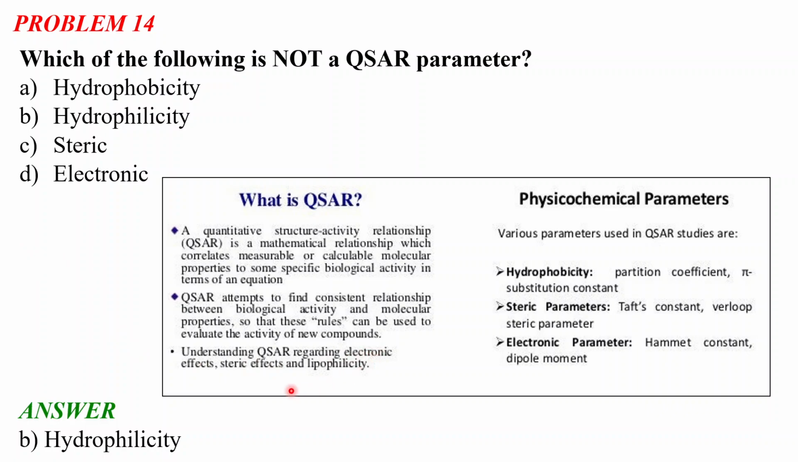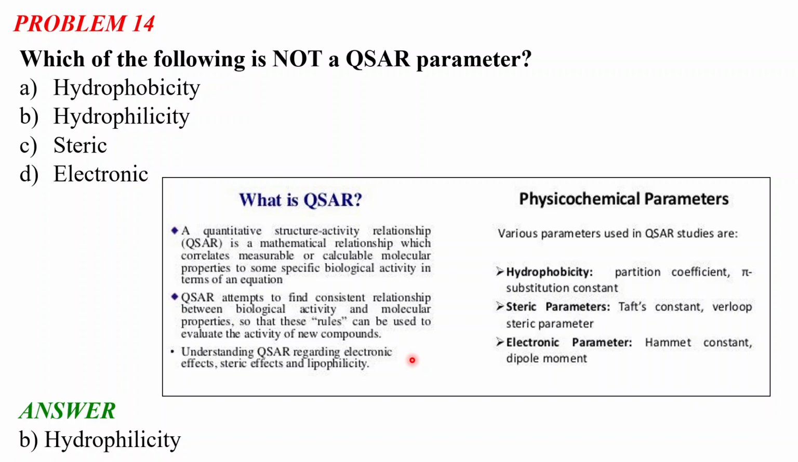This is understanding QSAR regarding electronic effects, steric effects, and lipophilicity. The physicochemical parameters used in QSAR studies are, for hydrophobicity, partition coefficients and pi substitution constants. For steric parameters, we have Taft's equation or Verloop steric parameters, and for electronic parameters we have the Hammett constant and dipole moment. So, these are the various parameters and constants, the particular variables for QSAR.